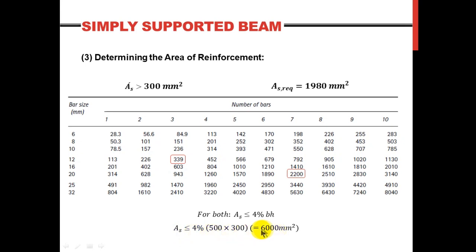This check, you'll see it is 6,000 millimeters square. None of these is even close to this number. So I am fine with the maximum area set by the code. So I'm providing 3H12 for the compression zone and 7H20 for the tension zone. So that's it for the rebar. That's the area of the reinforcement.